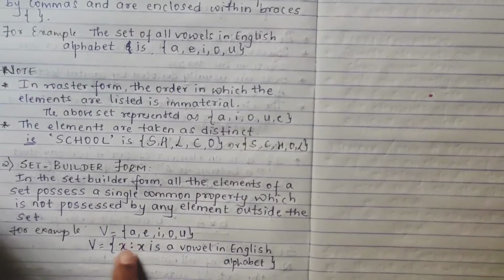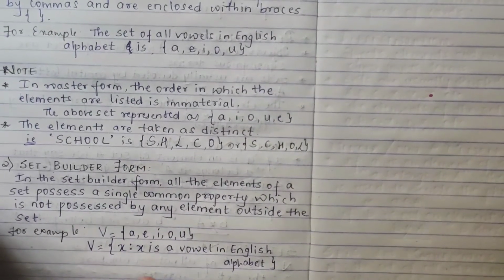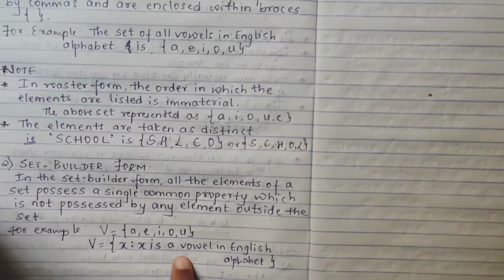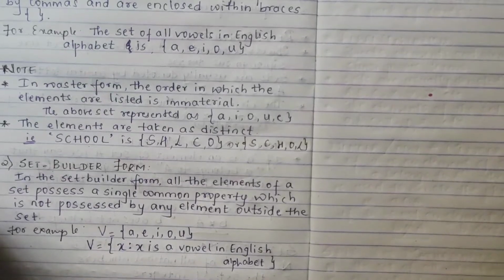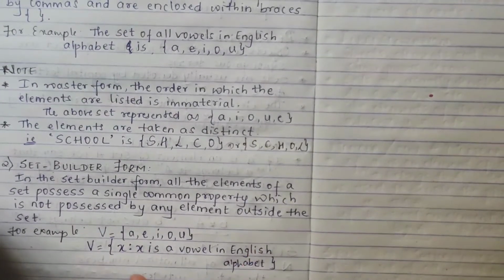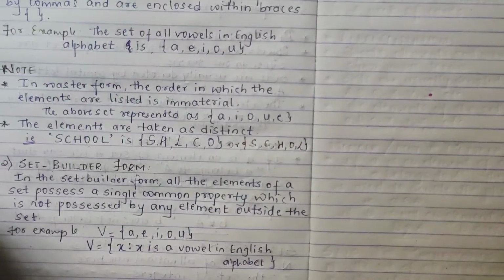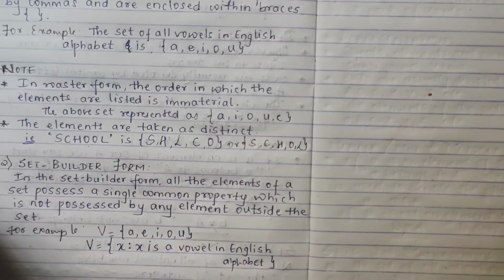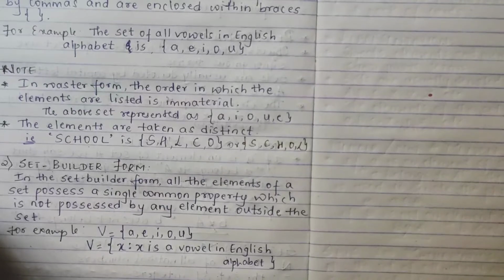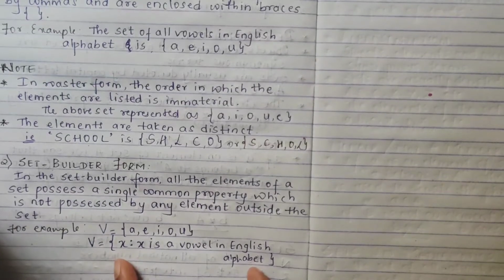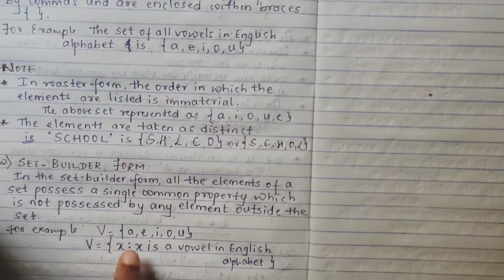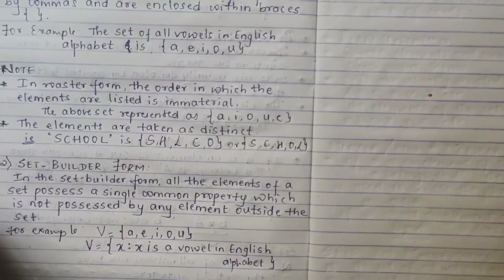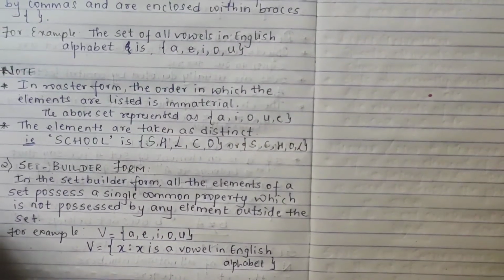You are putting a colon. Colon means "such that". Such that x is a vowel. You are giving a hint. You have just written x and you are telling what that x means: x is a vowel in the English alphabet. When such a thing is given, you should understand, okay, it is a vowel in the English alphabet, which means it is a, e, i, o, u. So you will have examples in which they give you set builder form and tell you to write in roster form, or else they give you roster form and tell you to write in set builder form. We will see a few more examples.